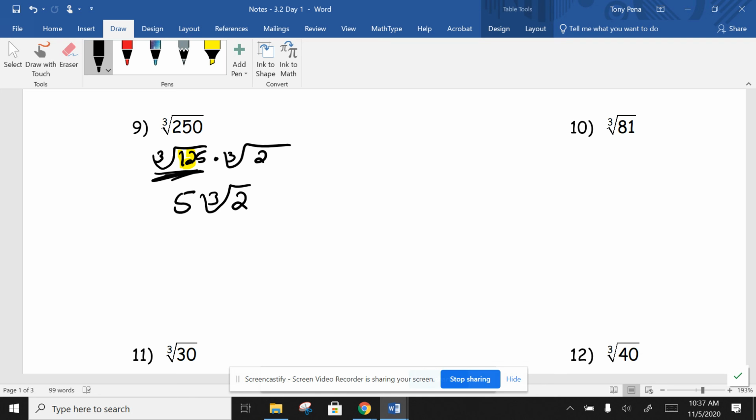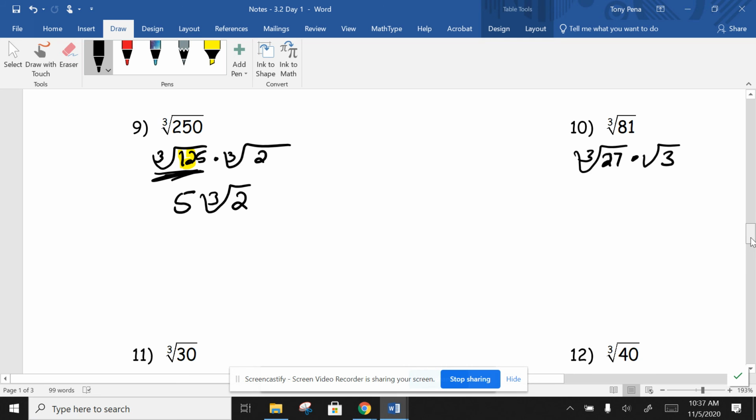All right. Number 10, cube root of 81. So if we look at our list of perfect cubes, and again, I'm kind of speeding through here so we can see a couple of them, what we would want to use here is 27 and 3. 27 times 3 is 81.